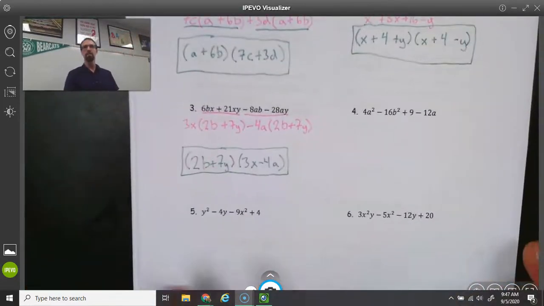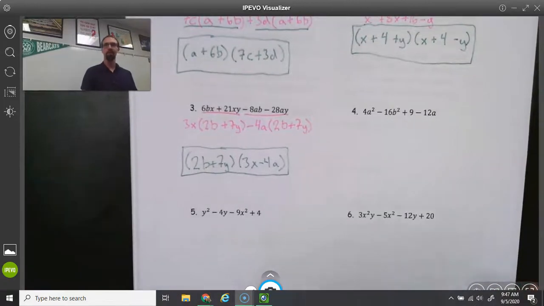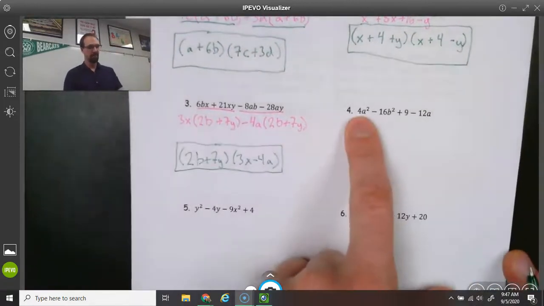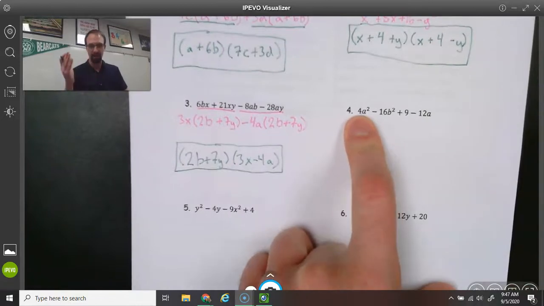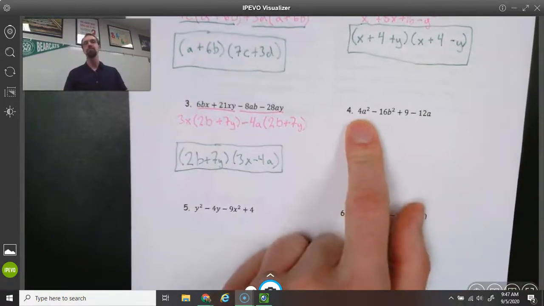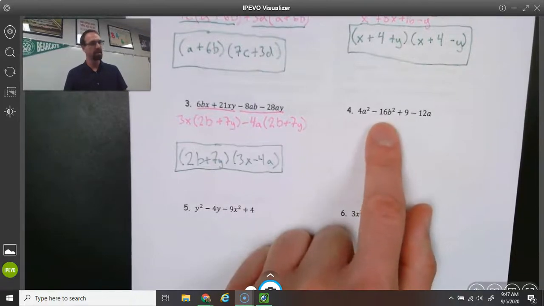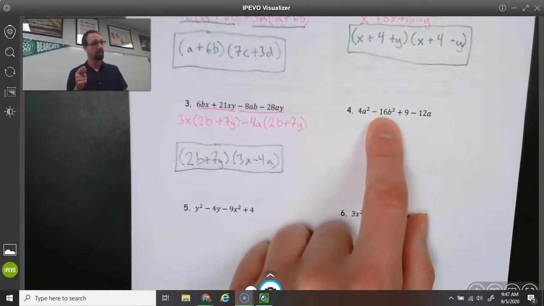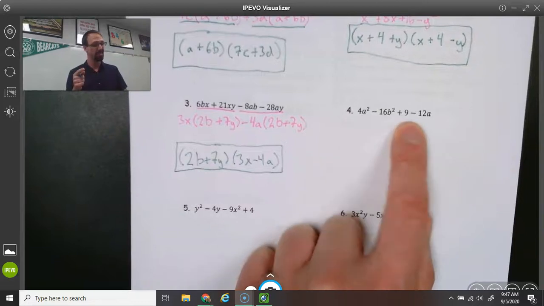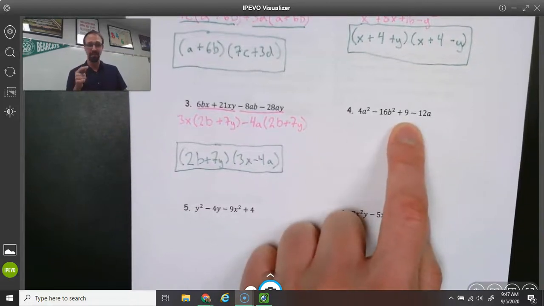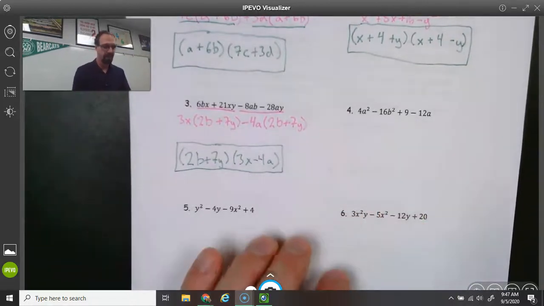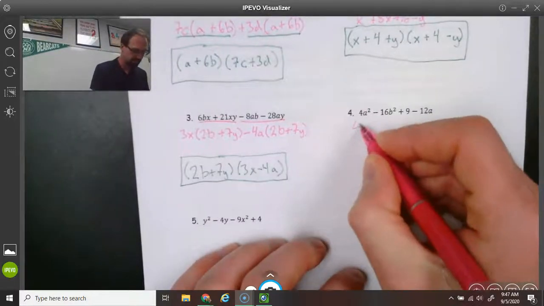Number 4, oh, I'm seeing a perfect square. So a lot of students will jump to the 4a squared being a perfect square. You are exactly right. It is a perfect square. After you jump to seeing the perfect square, check to see where the negative sign is. This is a -16b squared. That's also a perfect square. And if I look, there are no more b's in this. That tells me that's going to have to be my last term. It has to be my last term.